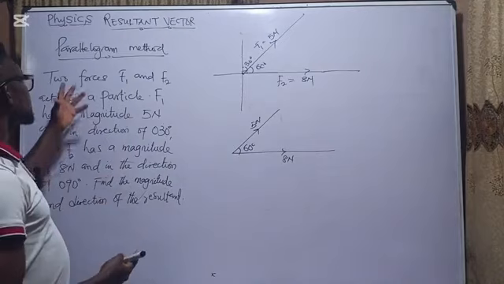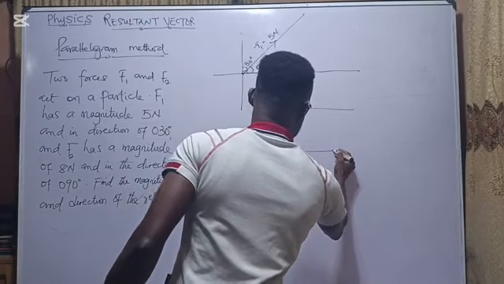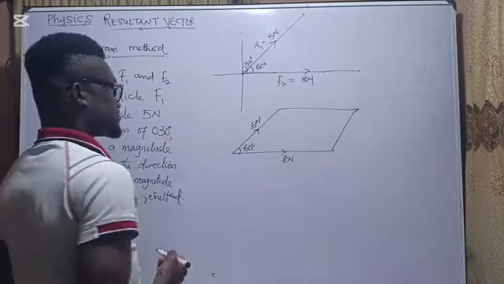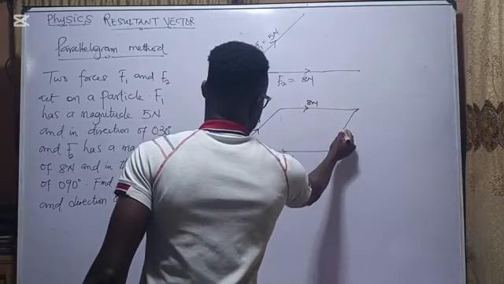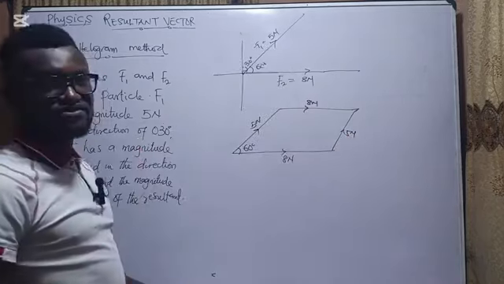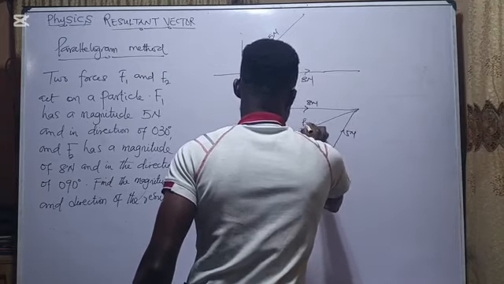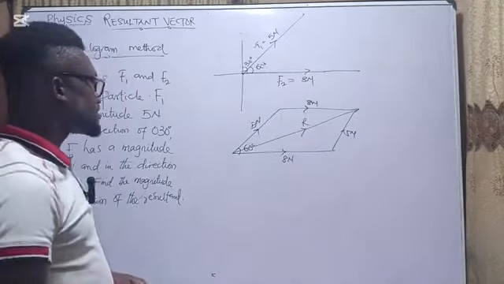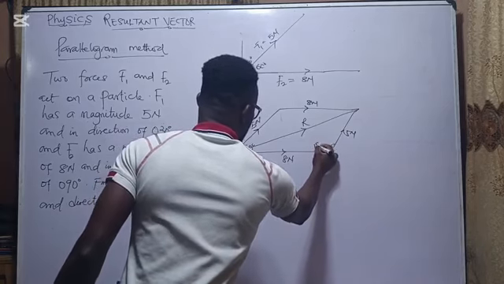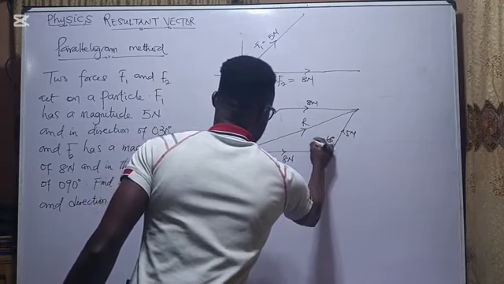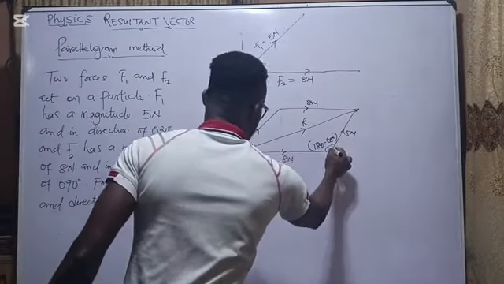As we're about to use the parallelogram method, we have to resolve this in a parallelogram form. So here is 8 Newton, then here is also 5 Newton. Now we draw a resultant. Here is a resultant. Like I said, if the angle here is 60 degrees, the angle here must be 180 minus 60 degrees.